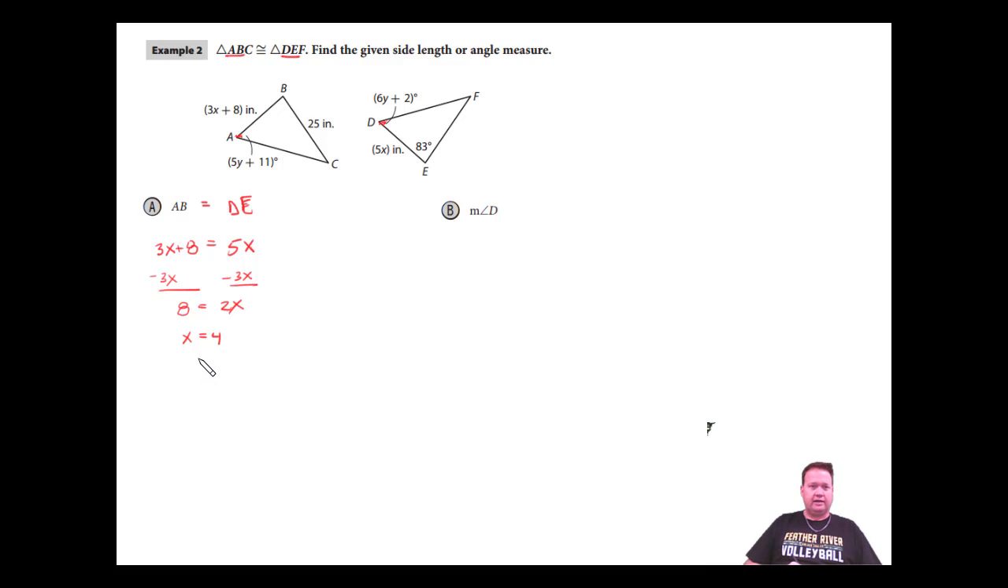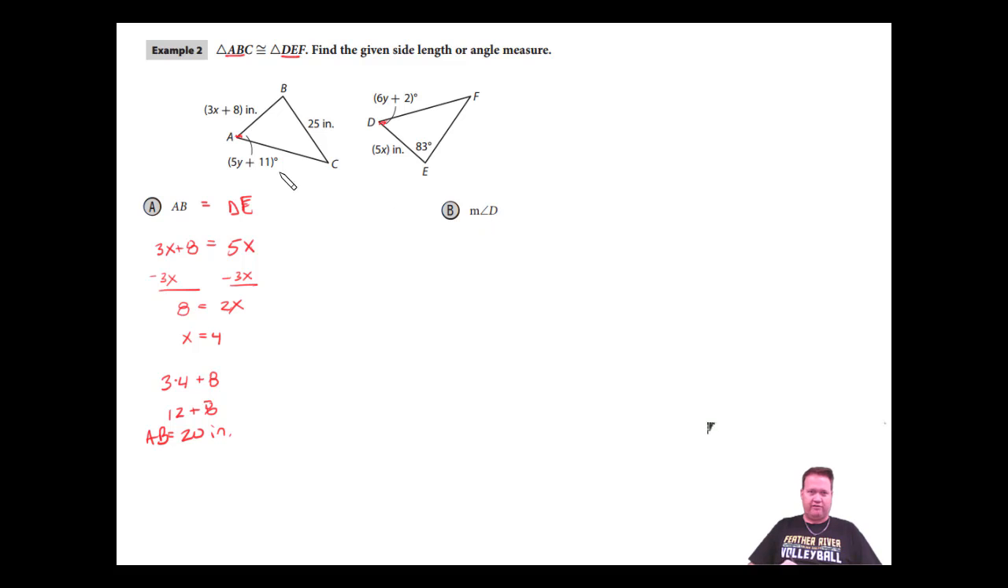Okay, now that we're done with that, we need to find out how long AB is, and AB was this 3x plus 8. Well, let's plug a 4 back in and figure out how much that's worth. 3x plus 8 is 12 plus 8, which is 20. And so AB is 20 inches long. And if I take the value of X and plug it into DE, 5 times 4 is also 20. So that sort of sings some harmony there in that both those sides are congruent.